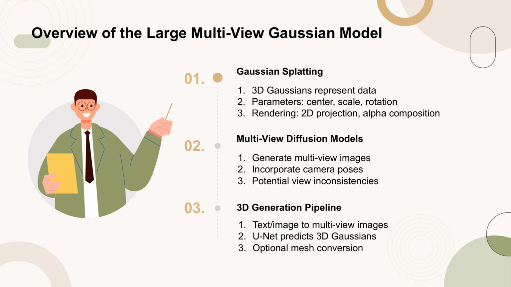Multi-view diffusion models generate multi-view images by fine-tuning on 3D datasets, incorporating camera poses to create consistent views. However, without an actual 3D model, inconsistencies may still occur. The 3D generation pipeline consists of 2 steps: generating multi-view images from text or image inputs using diffusion models, and predicting 3D Gaussians from these images using a U-net-based model. The generated Gaussians can be optionally converted to polygonal meshes.